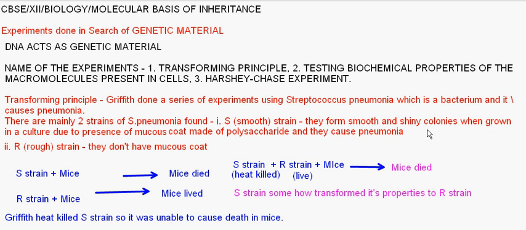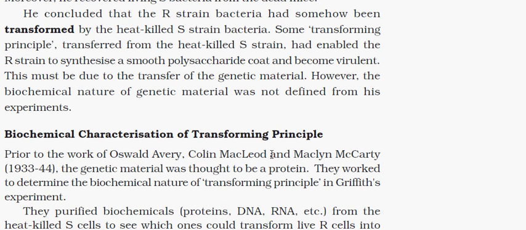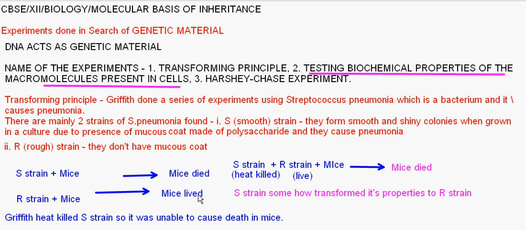Now, testing biochemical properties of macromolecules present in the cells. Oswald Avery, Colin MacLeod and Maclyn McCarty did this experiment. What they did, they isolated purified forms of macromolecules present in the cells of both R strain and S strain. They isolated proteins, DNA and RNA.